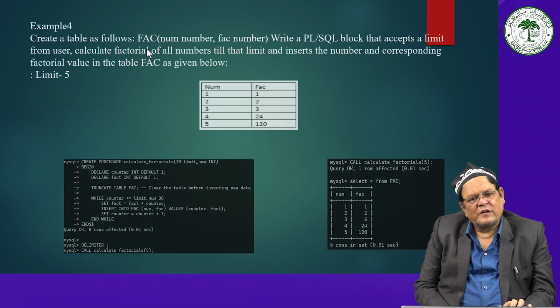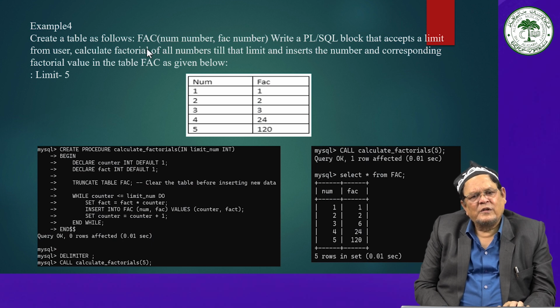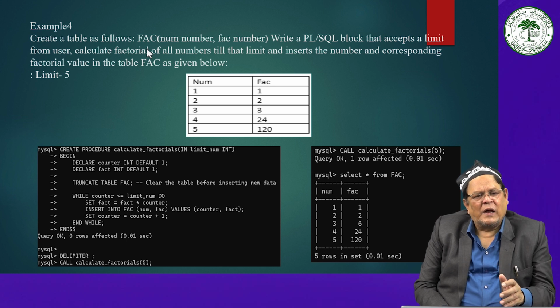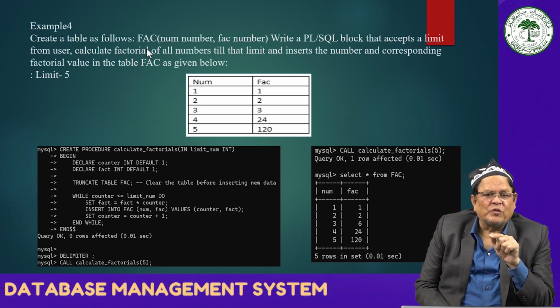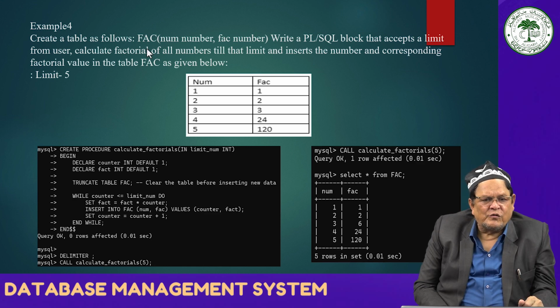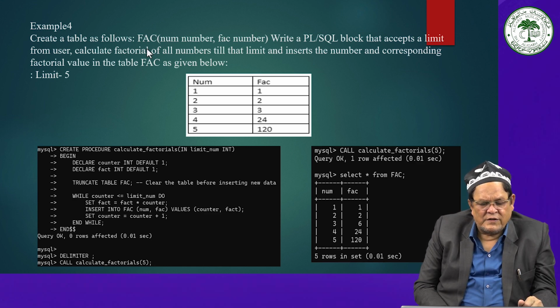Limit 5 is there. So here factorial 1, 2, 6 should be in the third line. It is by mistake typed as 3. So what will we do? For the same procedure you have to apply. First of all, you have to create a procedure with the command create procedure calculate_factorials. Within parenthesis, you write in limit_number integer. You have to write integer. In MySQL, you write create procedure calculate_factorials, within parenthesis, in limit_number integer. Begin.